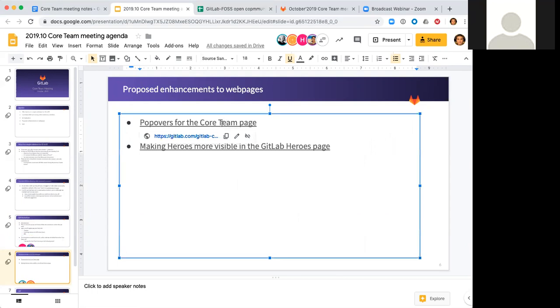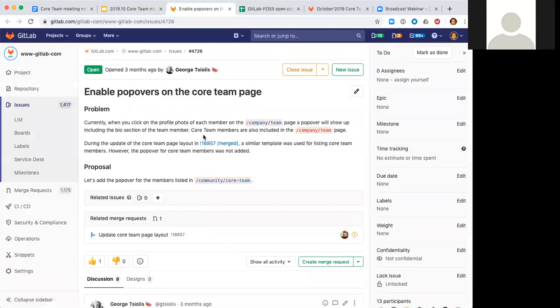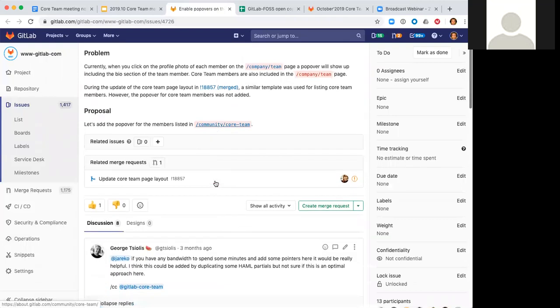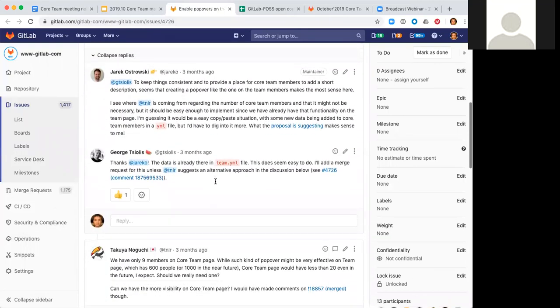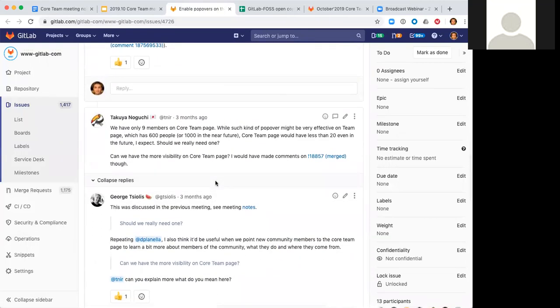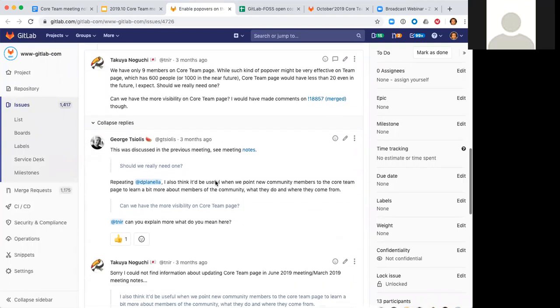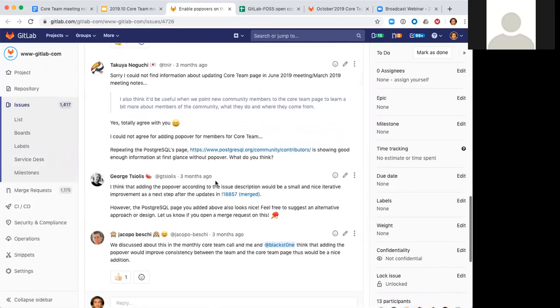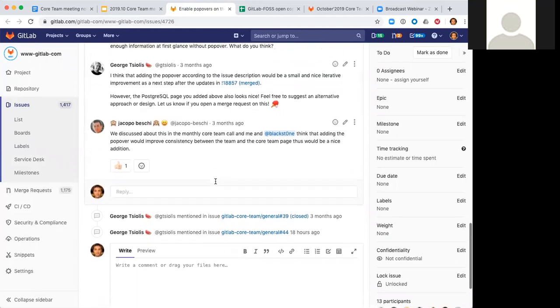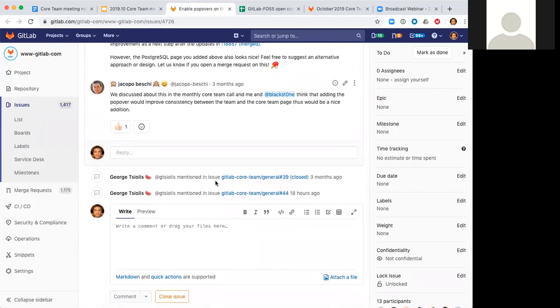Well, the first point is about having popovers in the core team page. We discussed this in the past, similarly to the company team page. It should be relatively easy to add this using the Humble template existing in the team page. I didn't have much time to do this yet, but feel free to jump in the meantime. I think we have reached a consensus to add this, right, Jacobo, Vitaly?